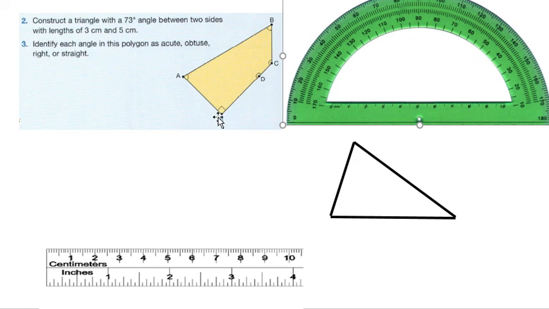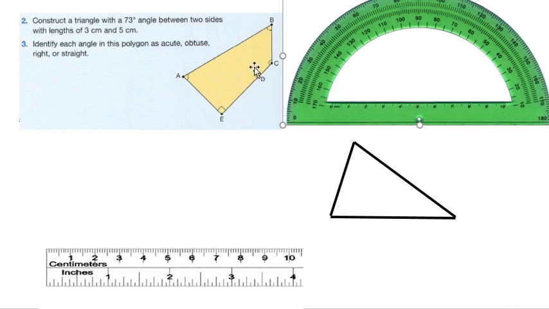E is a right angle. It's a 90-degree, so it's a right angle. A and B are both acute. A is less than 90, B is less than 90 degrees, and C is obtuse. If this is a 90-degree angle, we can see this angle opens up much wider than the 90. So that makes C obtuse.